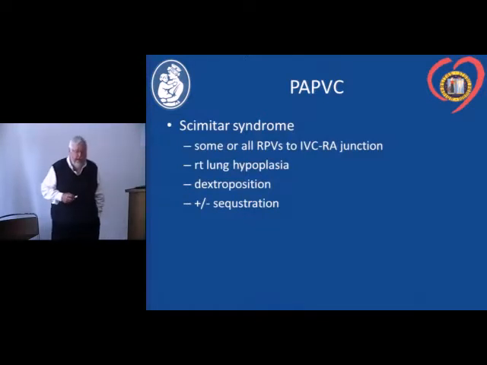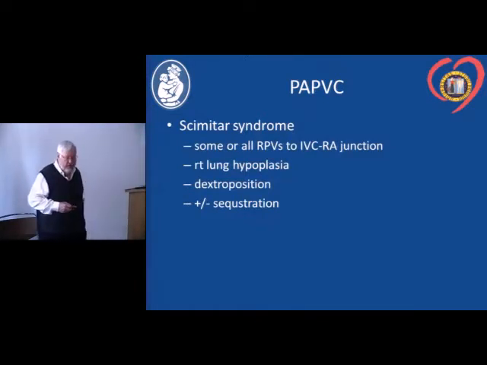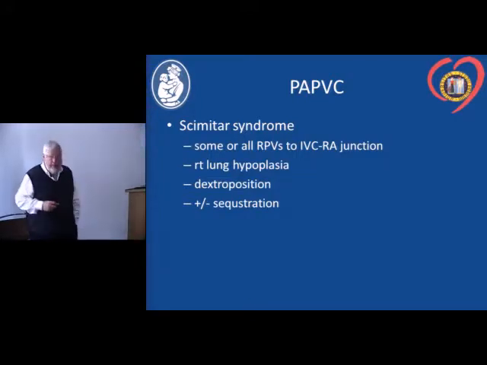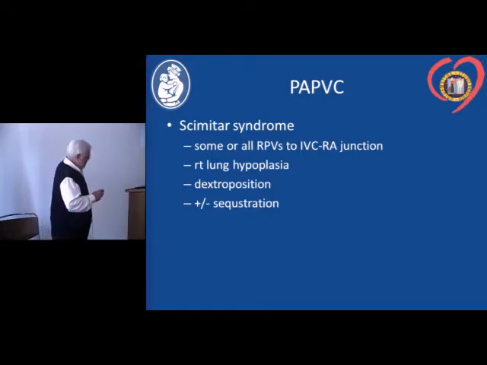Scimitar syndrome is a named type of partially anomalous pulmonary venous connection that we see, and has several components. Some or all of the right veins drain to the inferior vena cava near its junction with the right atrium. There's usually right lung hypoplasia and often dysplasia. There's often dextroposition of the heart. The heart's moved over into the right chest because of the small right lung. It just moves into the right chest as the left lung expands to take over the function of it. And sometimes there is a sequestration, or a part of particularly the base of the right lung that isn't connected with the tracheobronchial tree and is supplied by a systemic artery from the descending aorta.